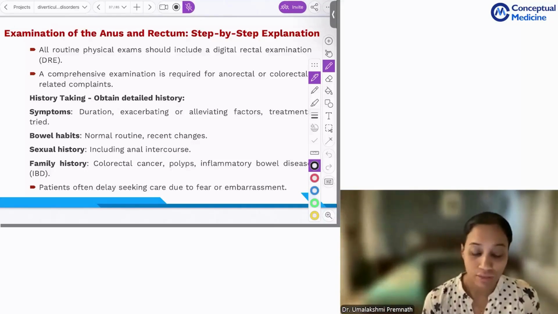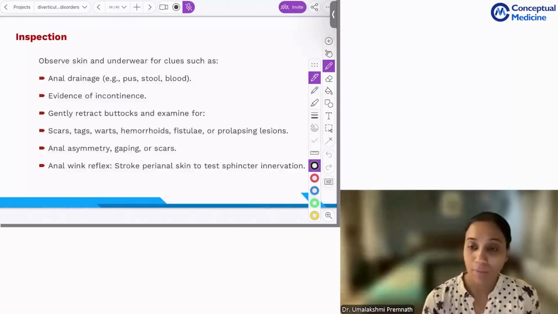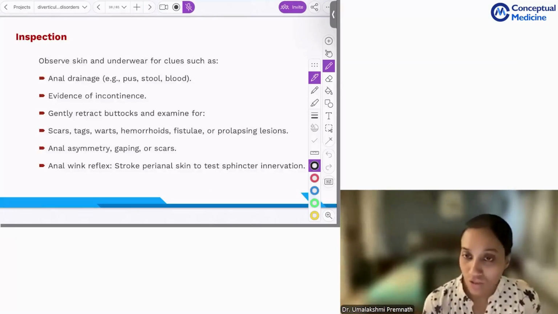Bowel habits: ask the patient about normal routine and recent changes. Sexual history also, intercourse should be asked for. Family history: colorectal cancer, polyps, IBD. Patient often delays seeking care due to fear or embarrassment. So it's only on your asking questions and examining the patient that you'll be able to elicit a good history.